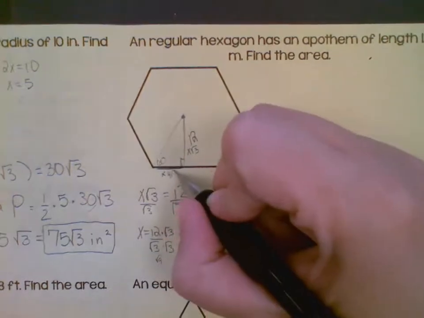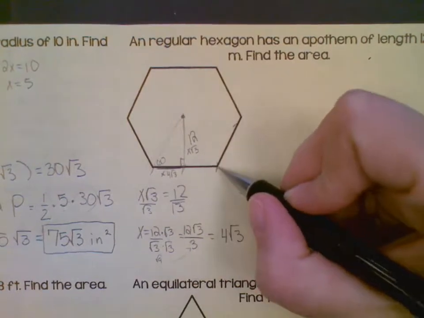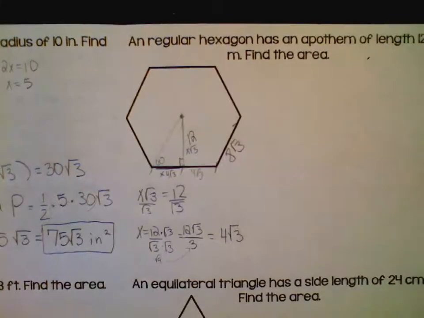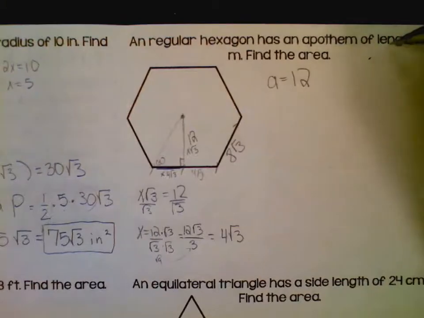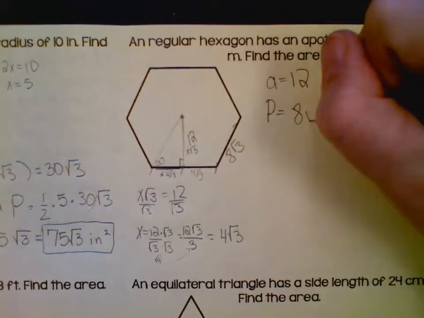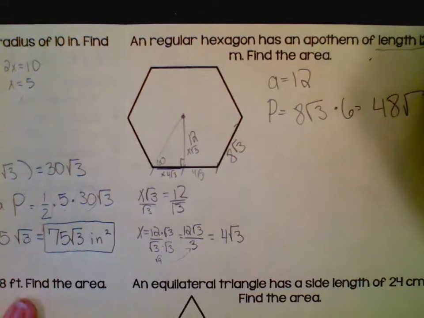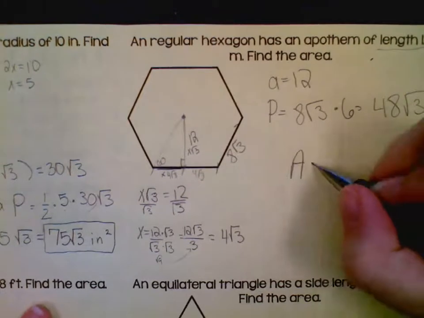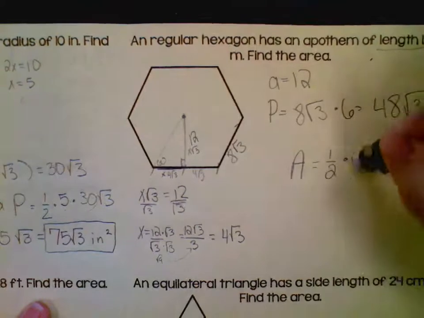So that means this part is 4 root 3. So that means that if that part's 4 root 3 and that part's 4 root 3, our whole side will be 8 root 3. So we have an apothem length of 12, which they had given to us. And then we have perimeter. Each side is 8 root 3, and we have 6 sides. So that means our perimeter would be 48 square root of 3. So now I just need to plug them in the formula. So the area is equal to 1/2 times the apothem times the perimeter.